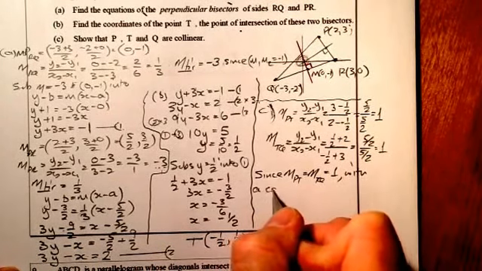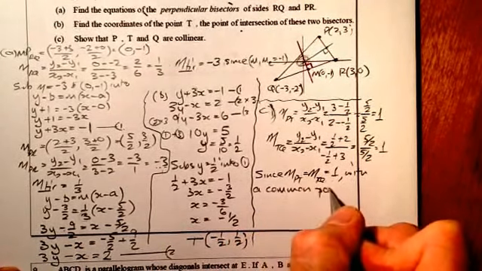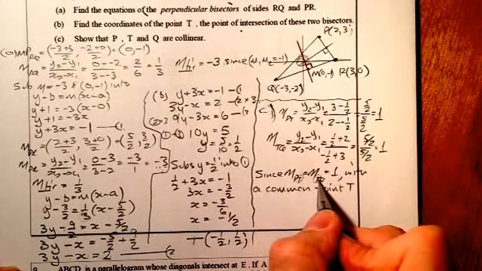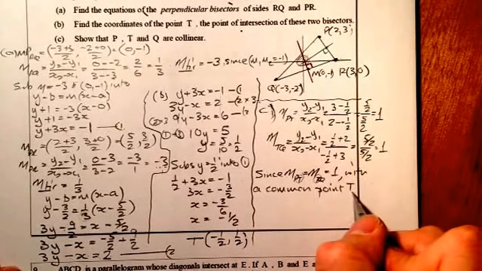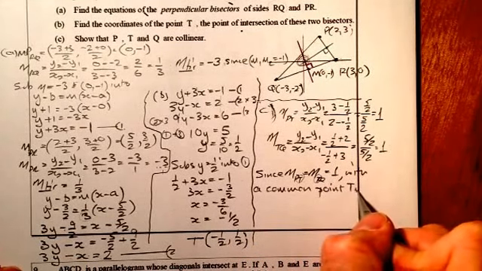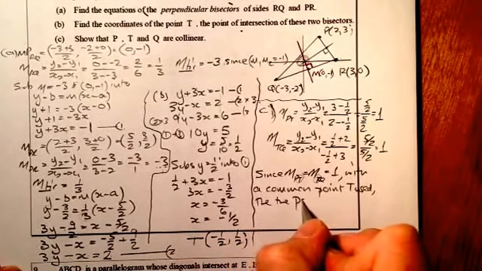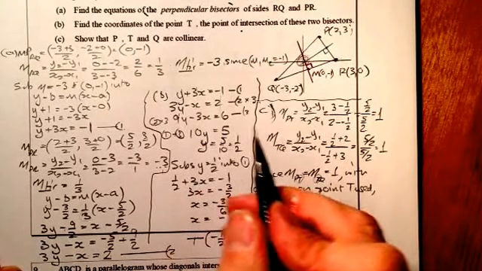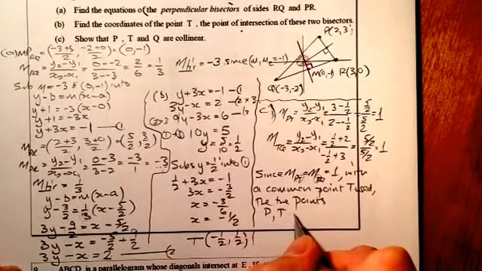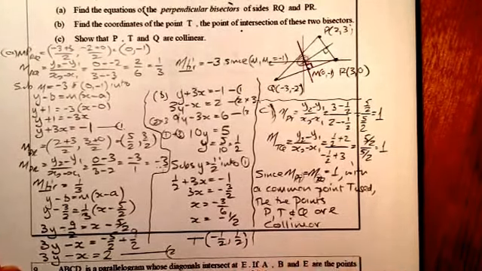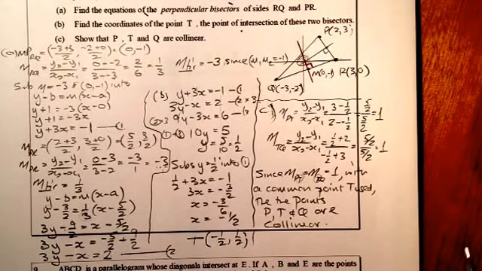with a common point, and the common point is T, because in both of these calculations I've got T in both of them, so it's a common point T, and we must state that the common point T is used, then the points P, T and Q are collinear. Okay, and collinear means that they're in a straight line, or they're lined up in a straight line. So that's why the gradients are exactly the same.